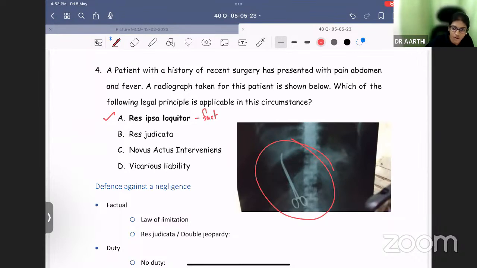There's a wrong limb surgery or a thing that's kept inside. It's a fact speaking for itself. Right? It is a fact speaking for itself. Okay, we'll see the rest of these terms next.